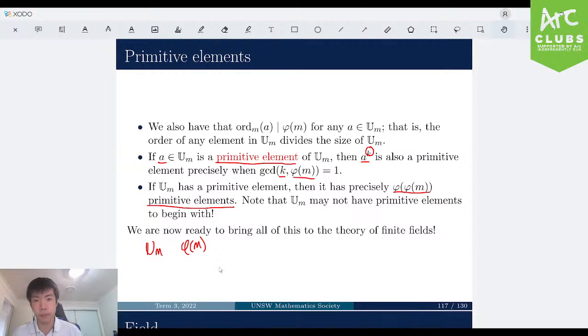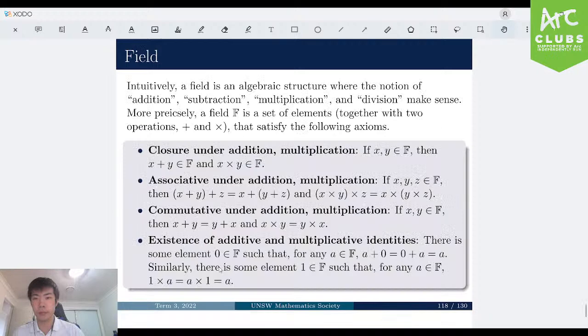Okay. A field. All right. Intuitively, a field is an algebraic structure where the notion of addition, subtraction, multiplication, and division makes sense. So kind of like our real numbers, you can add, subtract, multiply, and divide, and it will make sense. Okay. More precisely, a bit of a typo here, but yep, let's fix this later.